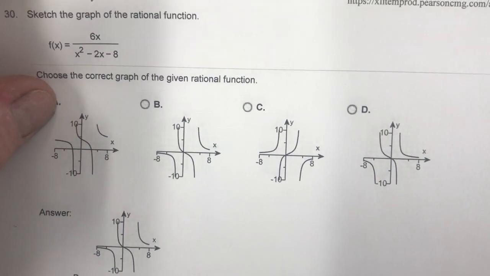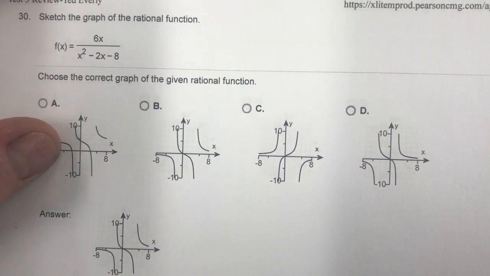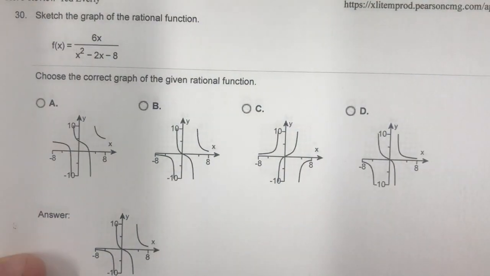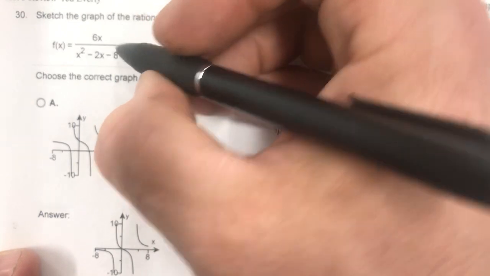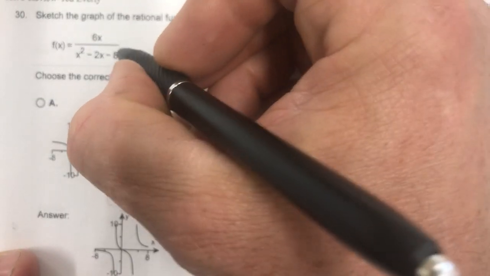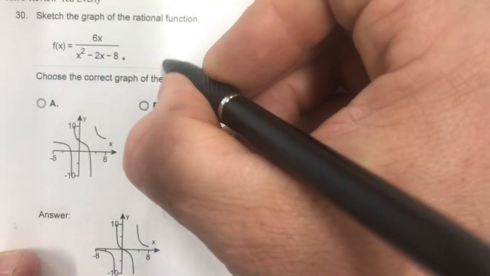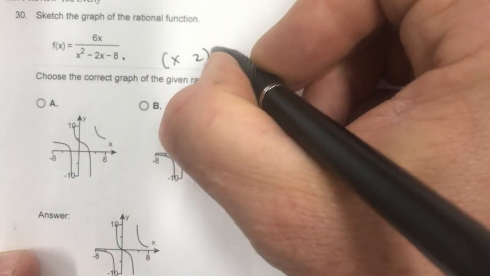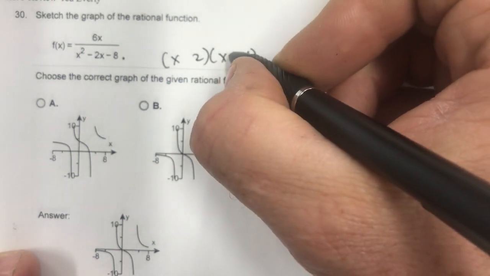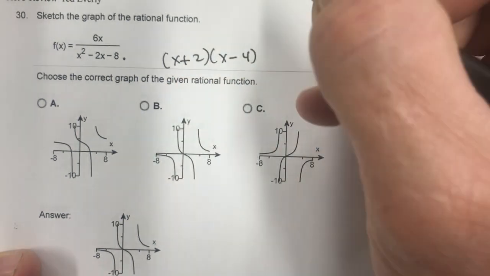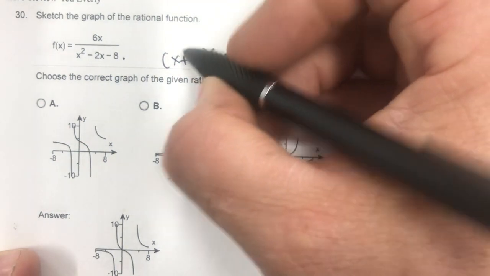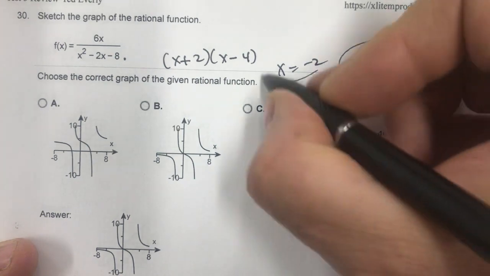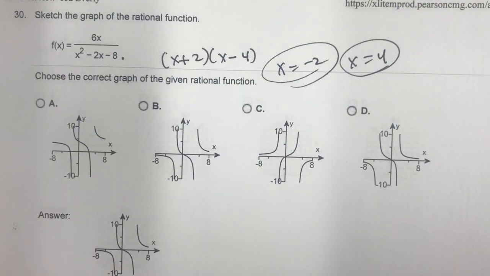Number 30, we're getting close. Sketch the graph of the rational functions. We're going to sketch it this time. First we need to figure out my zeros down here in the bottom. Let's see here. I think this is going to factor x and 2, x and 4. This would be negative and that would be positive. So that means x equals negative 2, x equals positive 4. These are my vertical asymptotes.